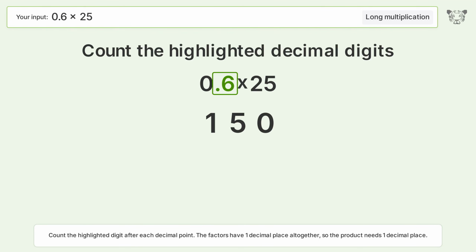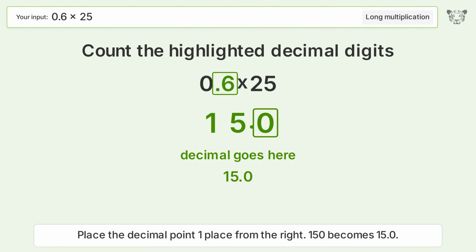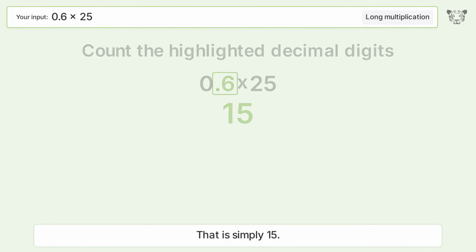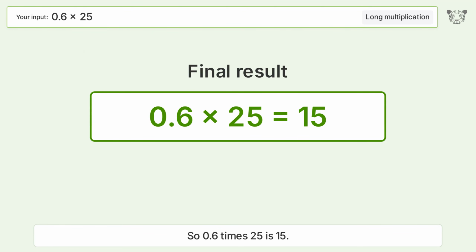Count the highlighted digit after each decimal point. The factors have one decimal place altogether, so the product needs one decimal place. Place the decimal point one place from the right. 150 becomes 15.0. That is simply 15. So 0.6 times 25 is 15.